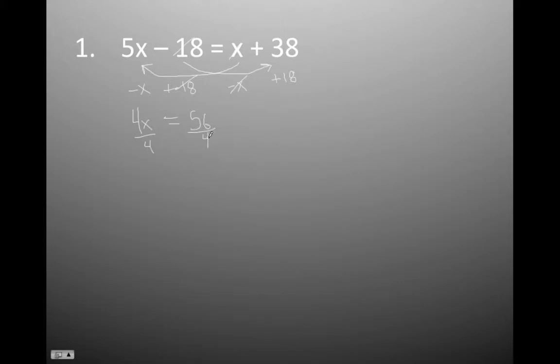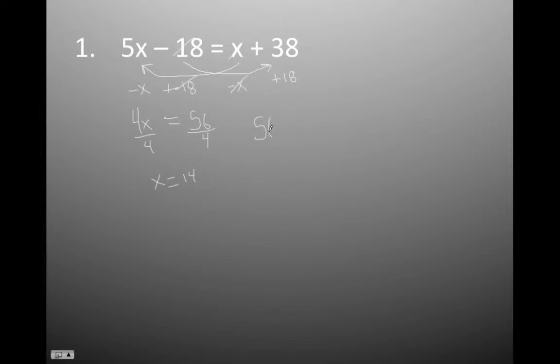I know 56 divided by 4. Well, I know 4 times 15 is 60, so 56 divided by 4 must be 14. So x equals 14. Let's check the solution. Should never get these wrong. You can always check your solution. Let's plug it back in.